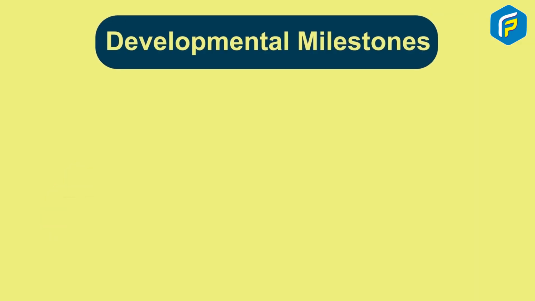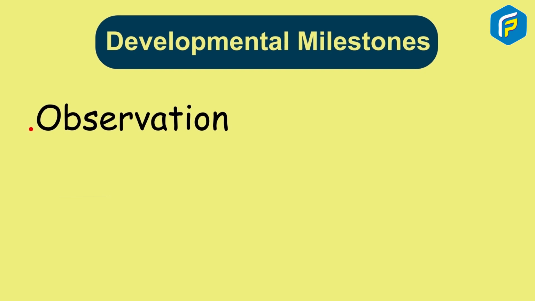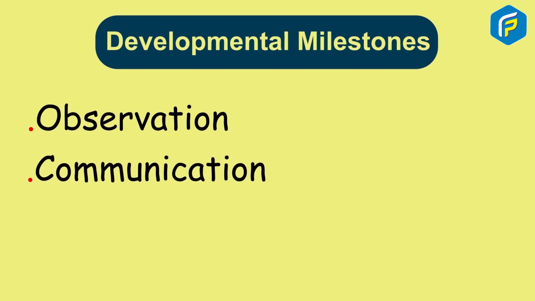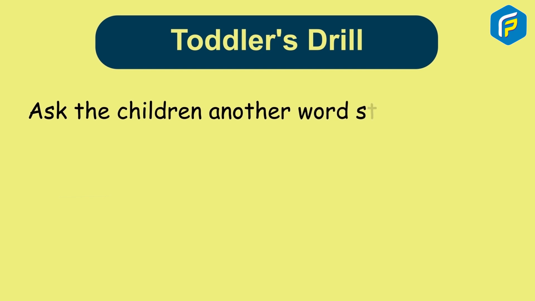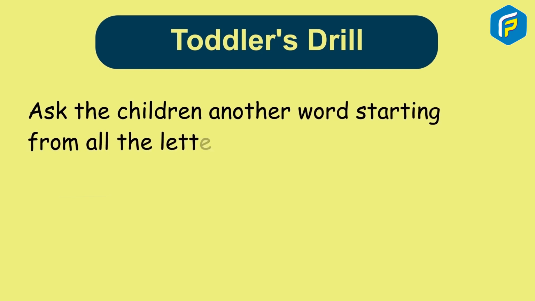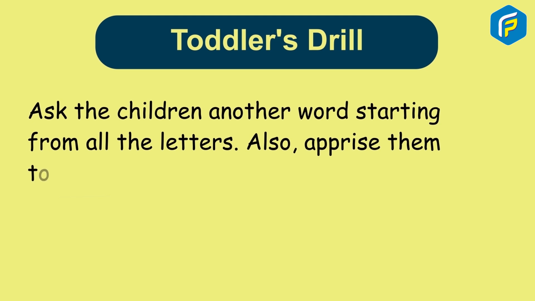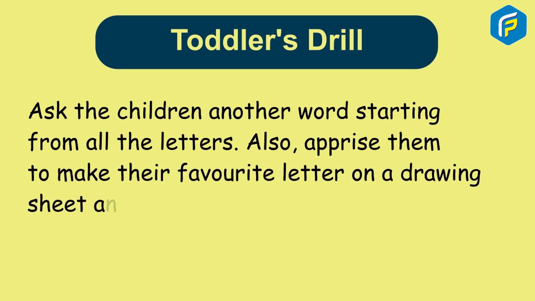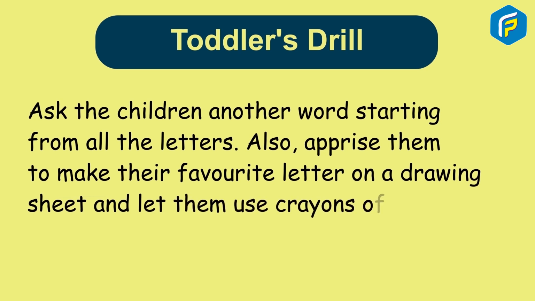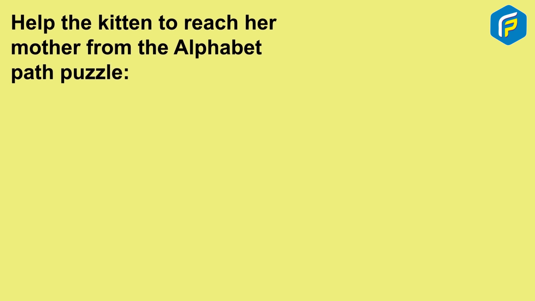Developmental milestones: observation, communication, creativity. Toddler's drill: ask the children to say another word starting with each of the letters. Also, ask them to make their favorite letter on a drawing sheet and let them use crayons of their choice to color it. Help the kitten to reach her mother from the alphabet puzzle.